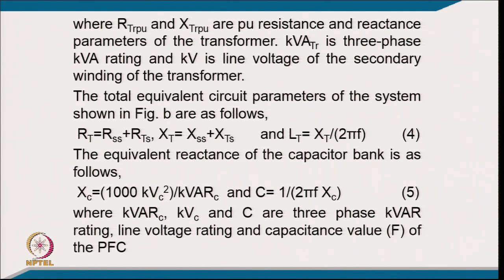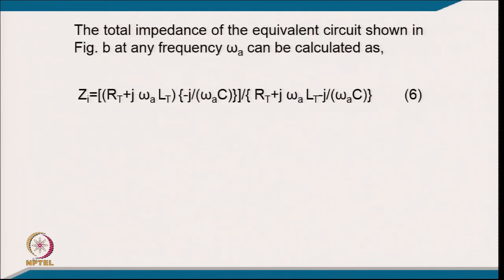and the capacitor value in farads of your passive filter. The total impedance of the equivalent circuit will be Z equals RT plus j omega LT at a particular frequency, and then the capacitance is connected.